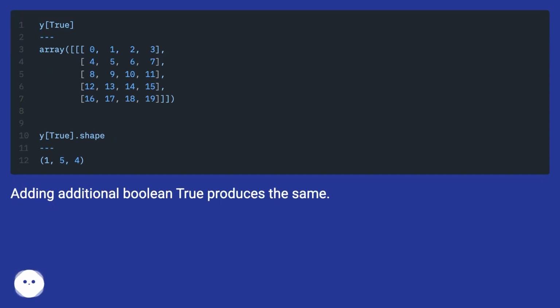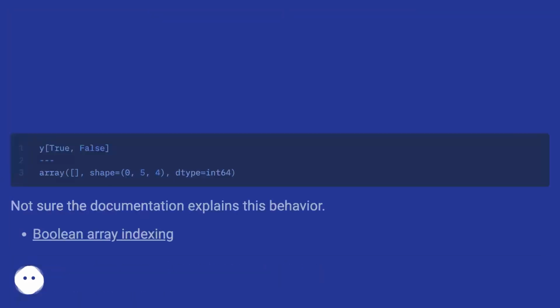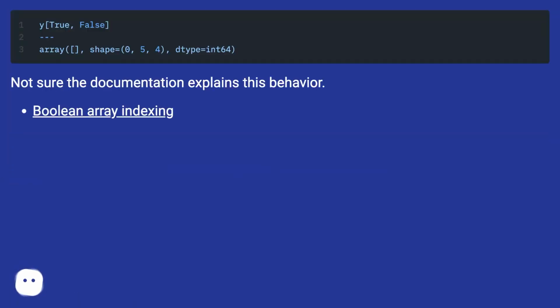Adding an additional Boolean True produces the same. However, adding a False Boolean causes the empty array again. Not sure the documentation explains this behavior.